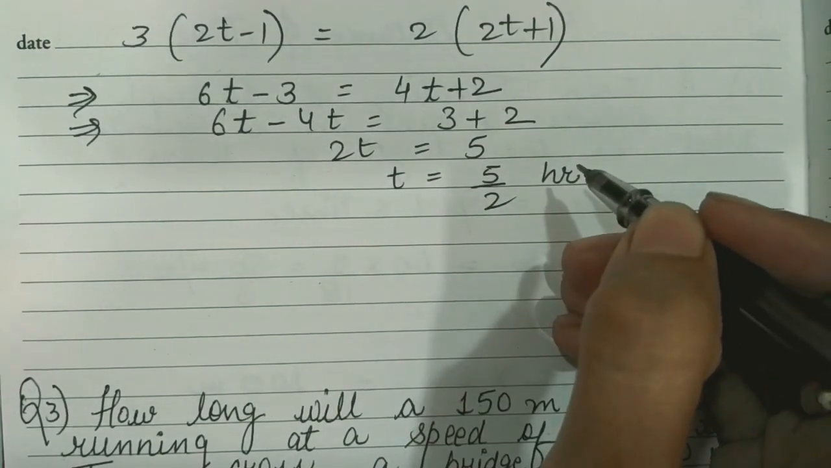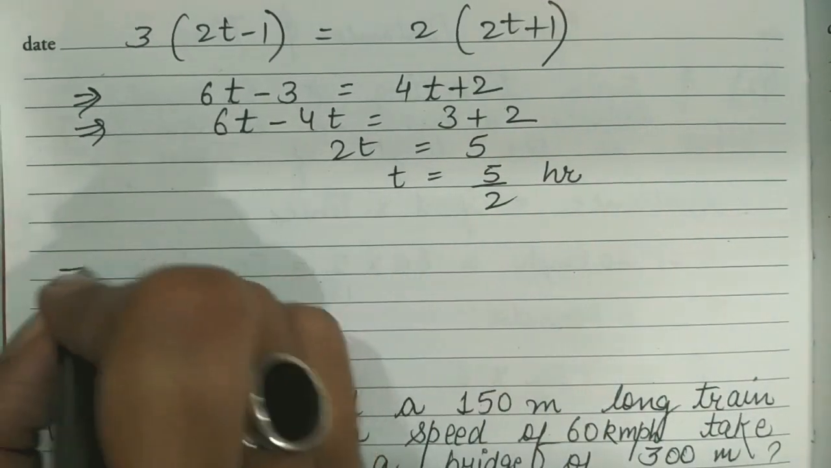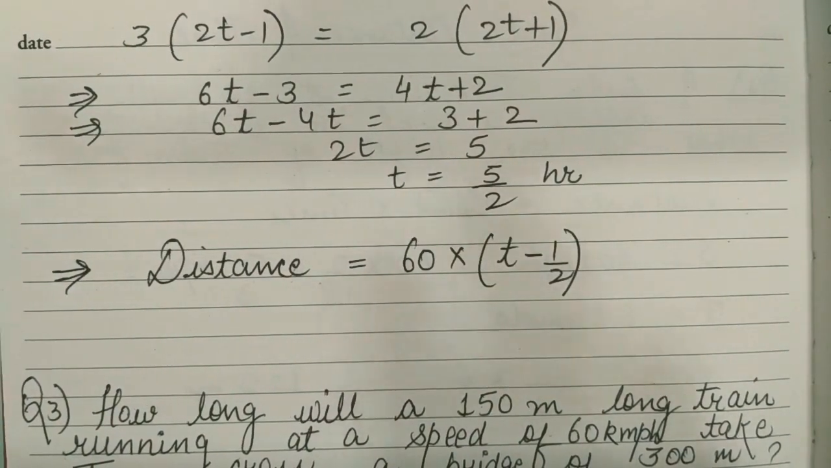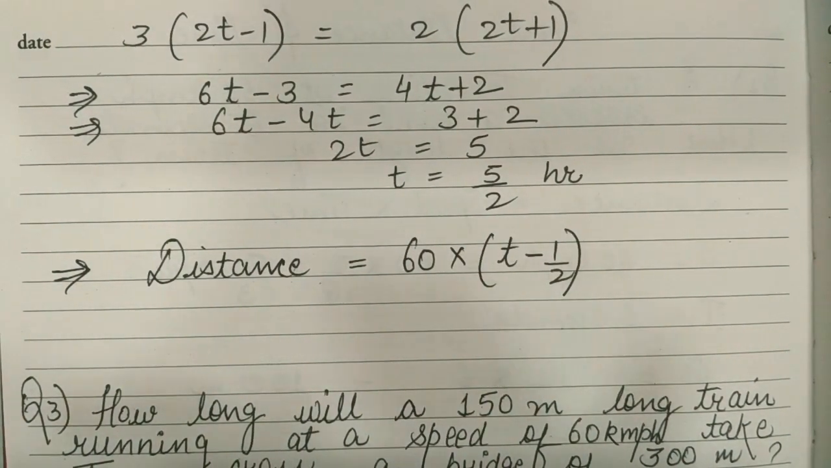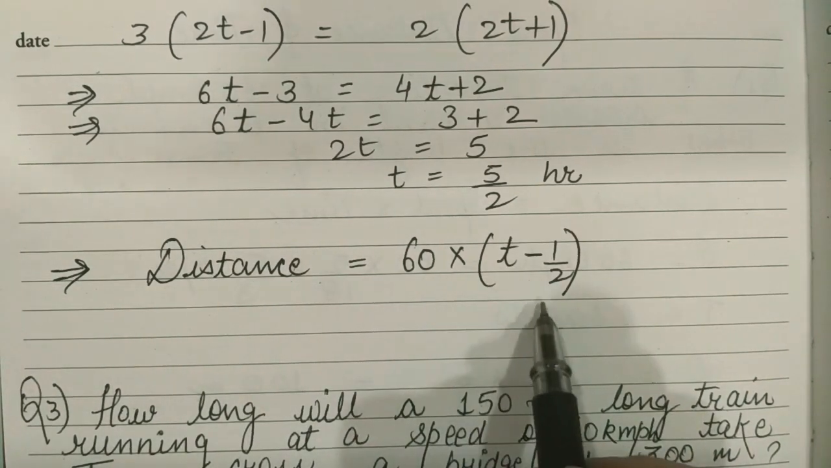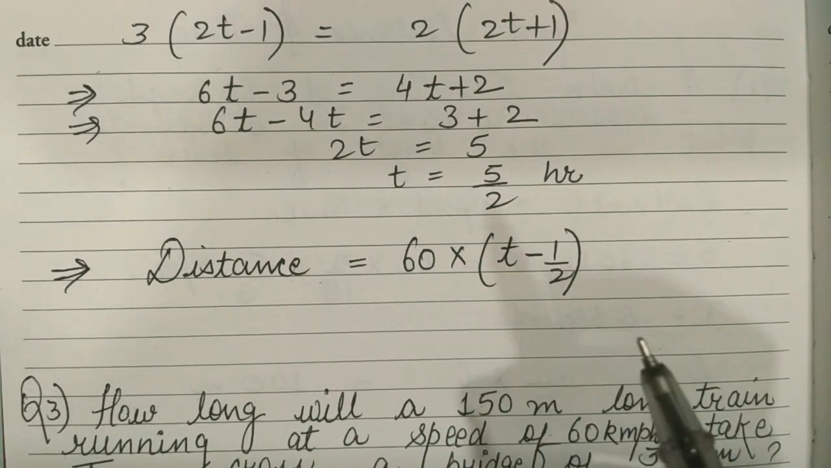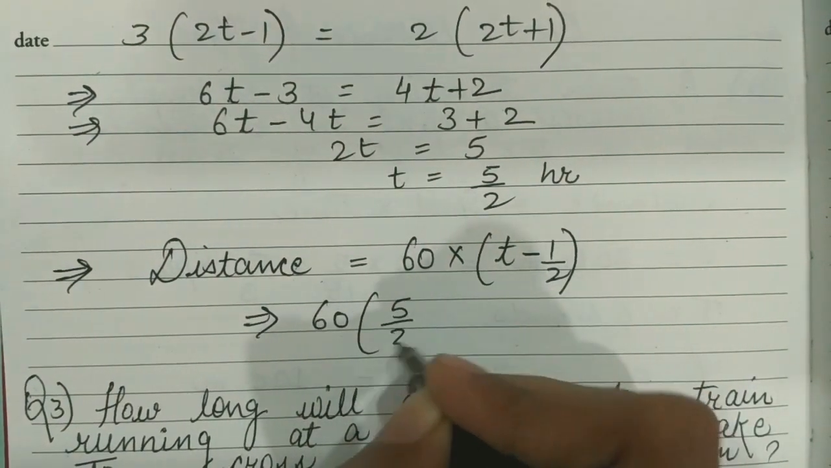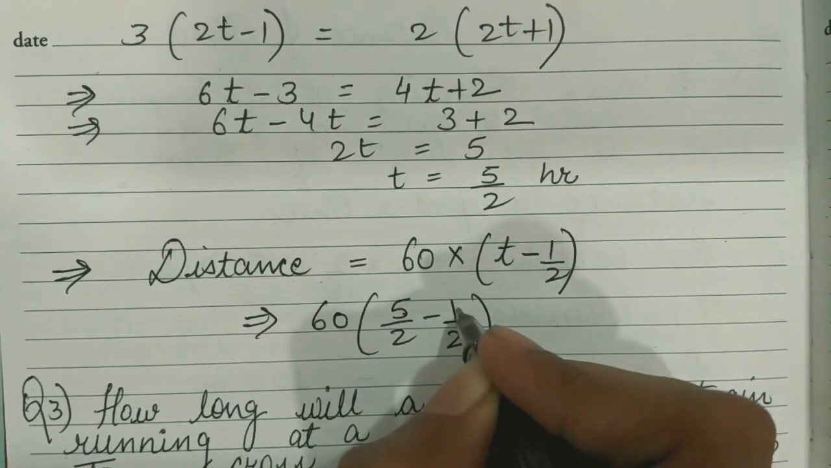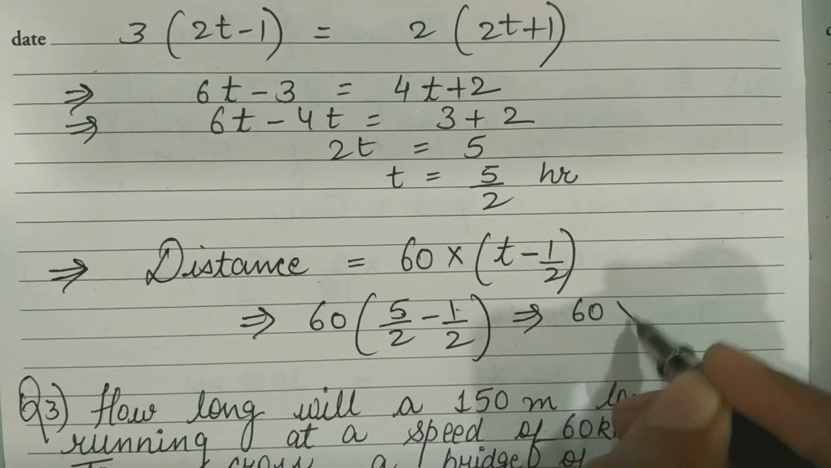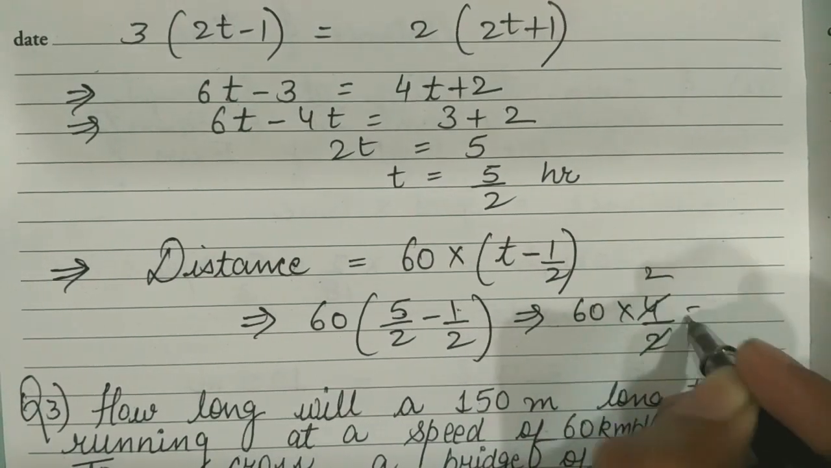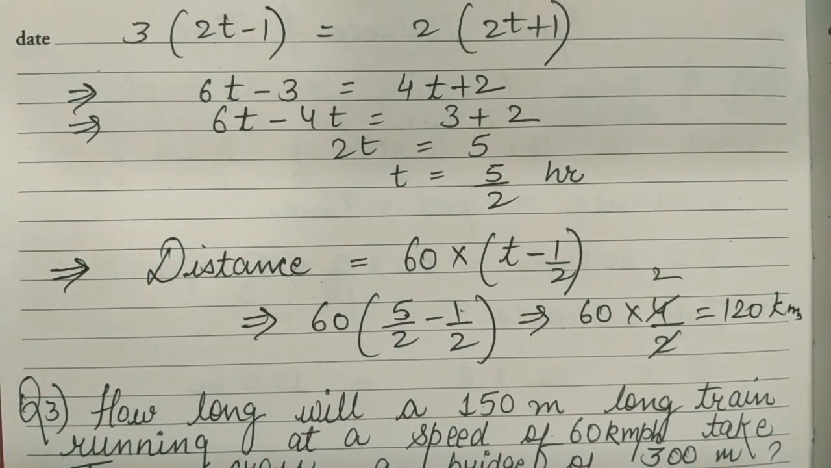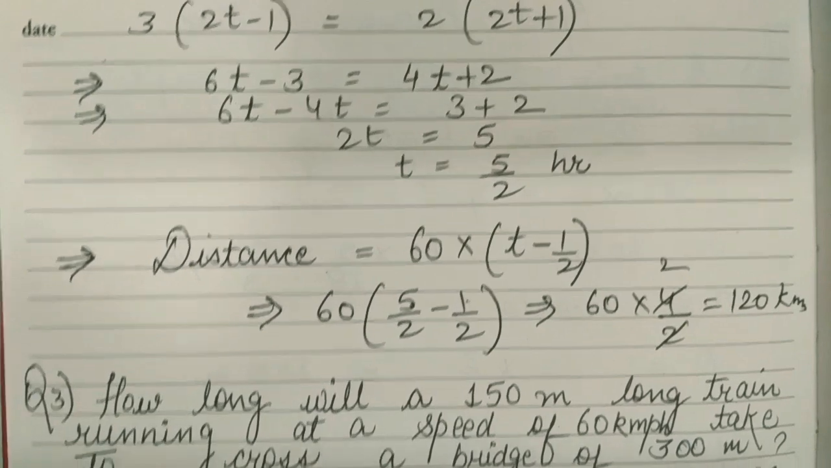But in the question it is asked to find the distance, so that will be the value. Put the value of the time in either of the equations. You can either put it in 60 into (t minus 1 by 2) or in 40 multiplied by (t plus 1 by 2). On putting the value of time, I will get 5 minus 1, 4 upon 2, and it will come as 120 kilometers. So the distance traveled by the train is 120 kilometers.